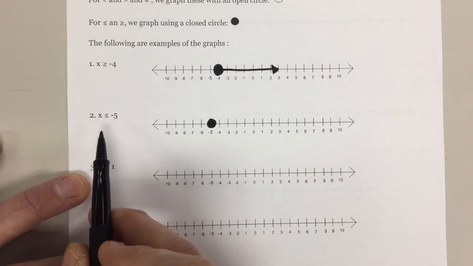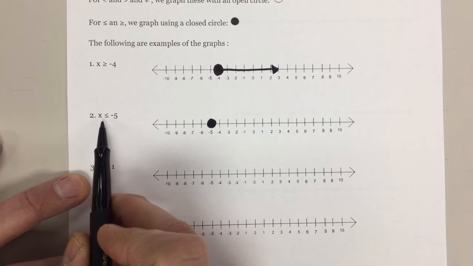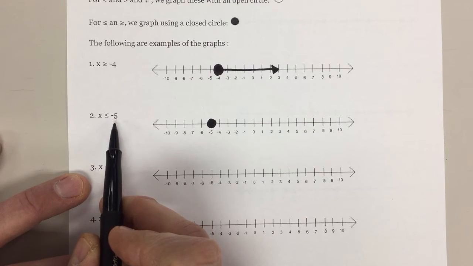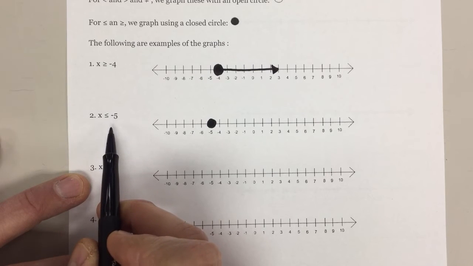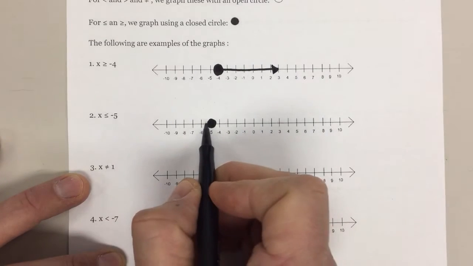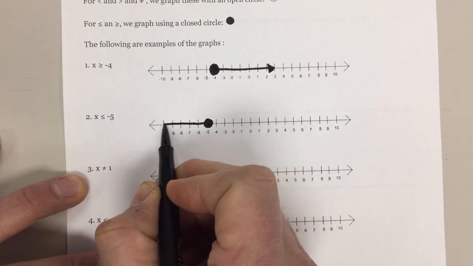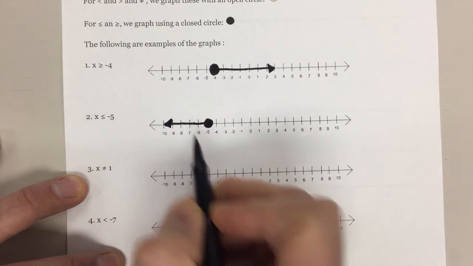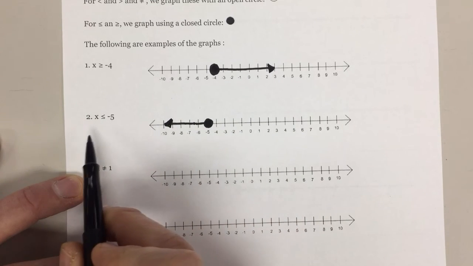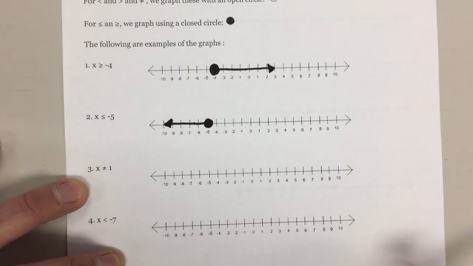Then we decide on the direction of the arrow. Since x is less than or equal to -5, we're looking for numbers that are smaller than -5. The arrow goes this way. All of these numbers are less than or equal to -5.